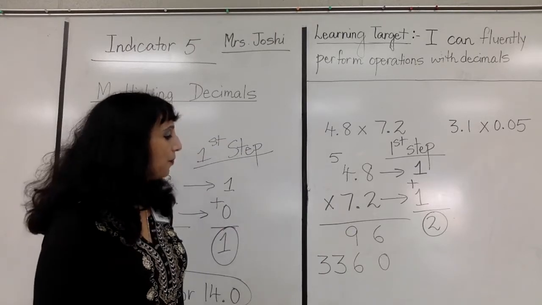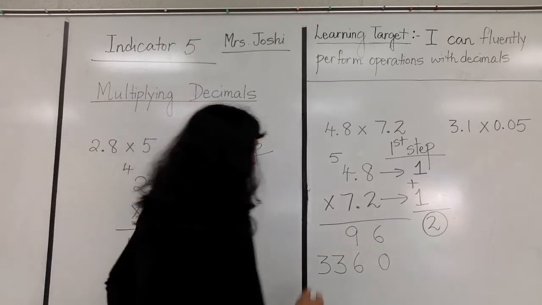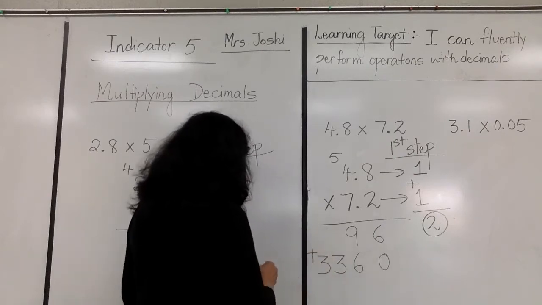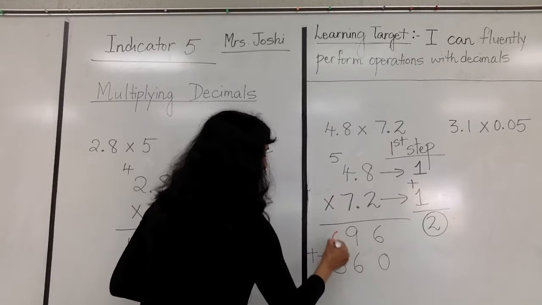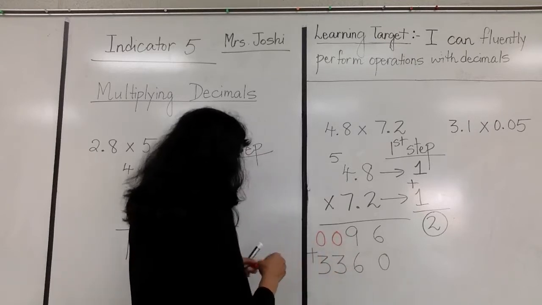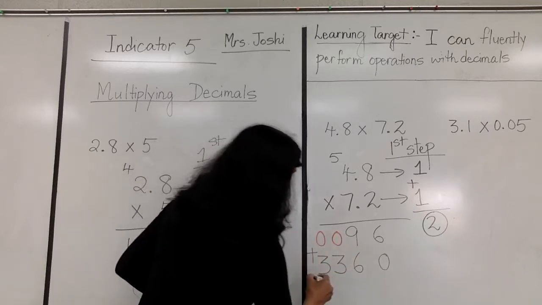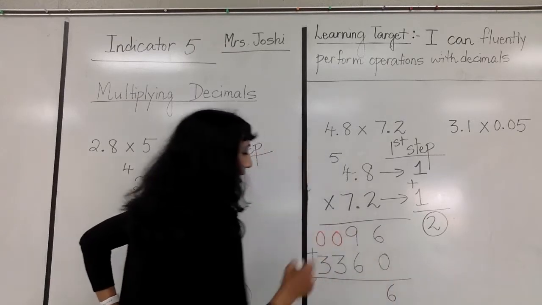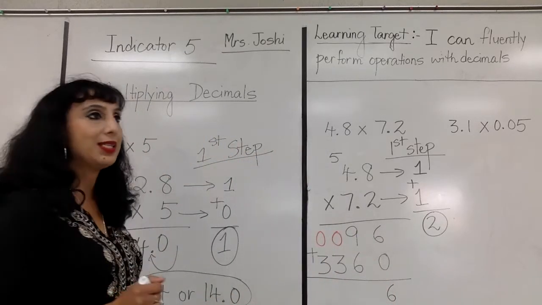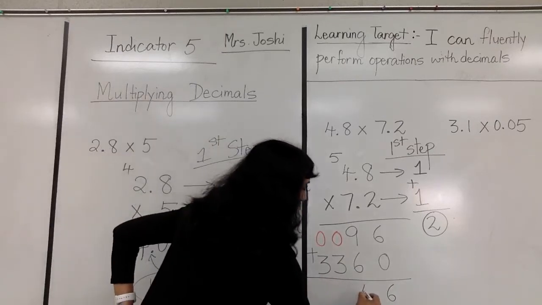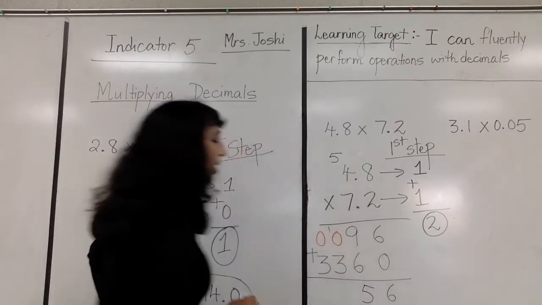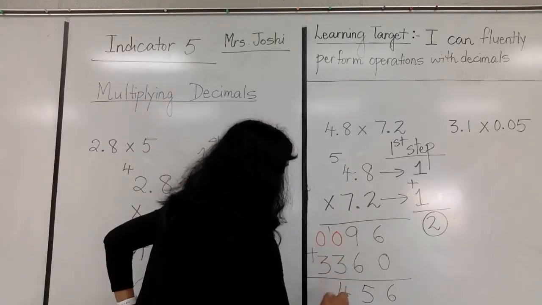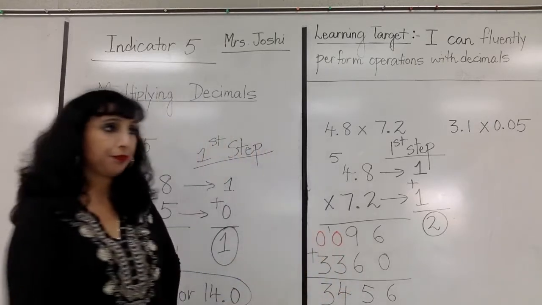Okay, now once I have this, I am going to add over here. Annex your zeros here, because remember we are adding now. And then here we go. 6 plus 0 is 6. 9 plus 6 is 15. Carry over 1. 3 plus 1 is 4. And then 3 plus 0 is 3.